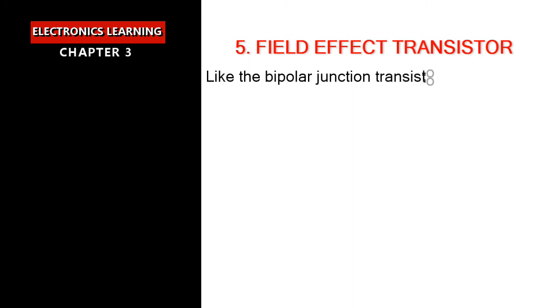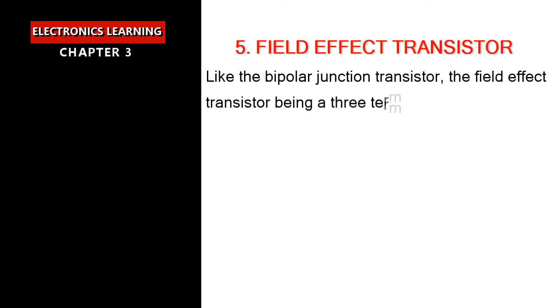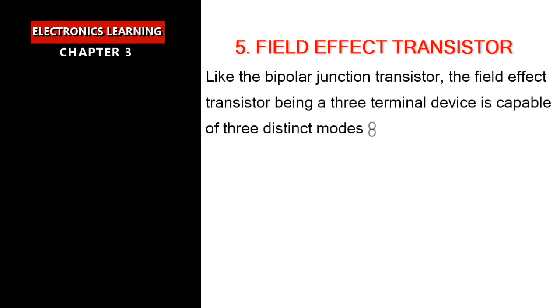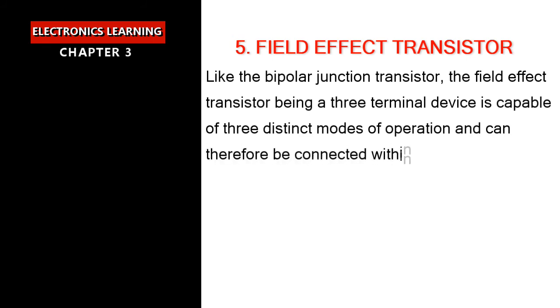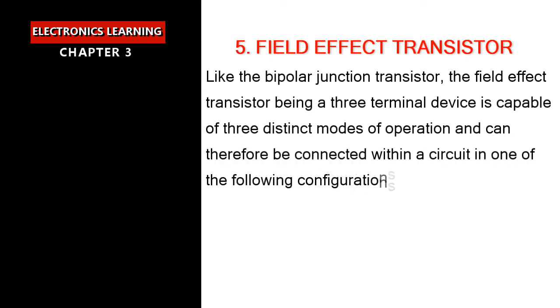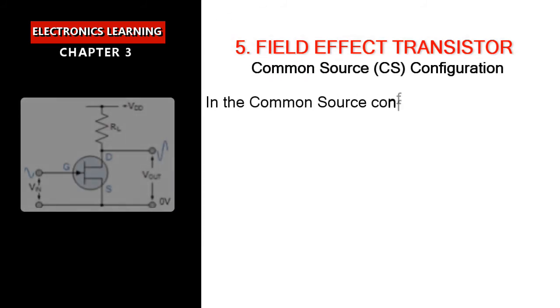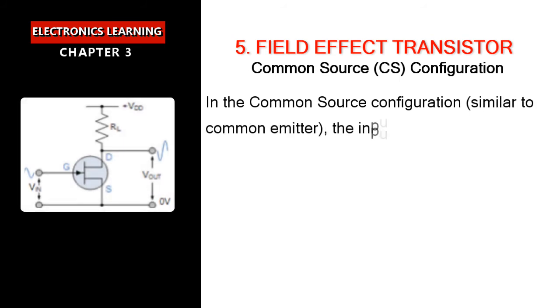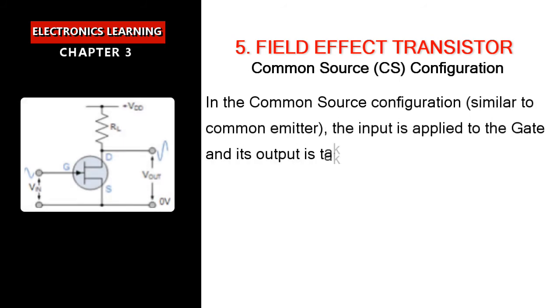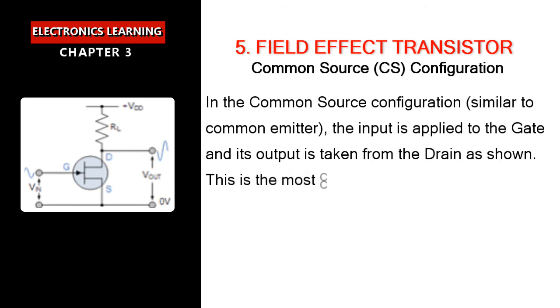Like the bipolar junction transistor, the field effect transistor, being a 3-terminal device, is capable of 3 distinct modes of operation and can therefore be connected within a circuit in one of the following configurations. Common source configuration. In the common source configuration, similar to common emitter, the input is applied to the gate and its output is taken from the drain as shown.